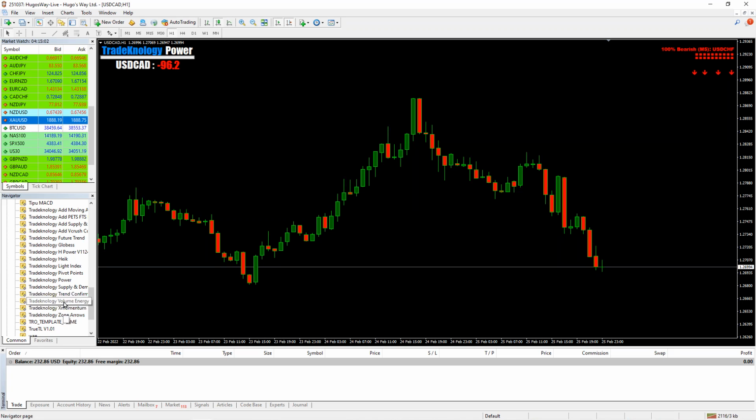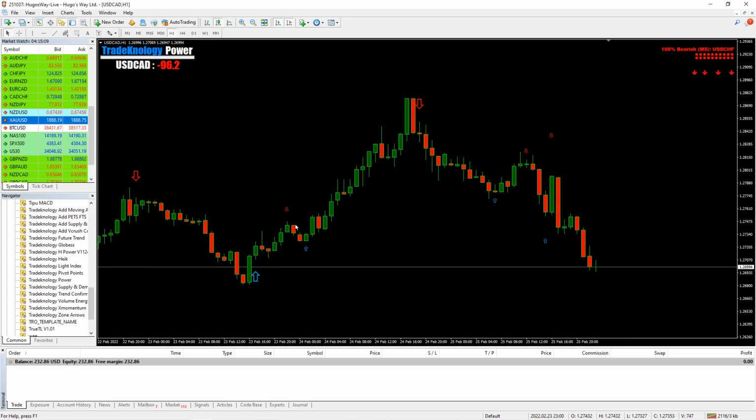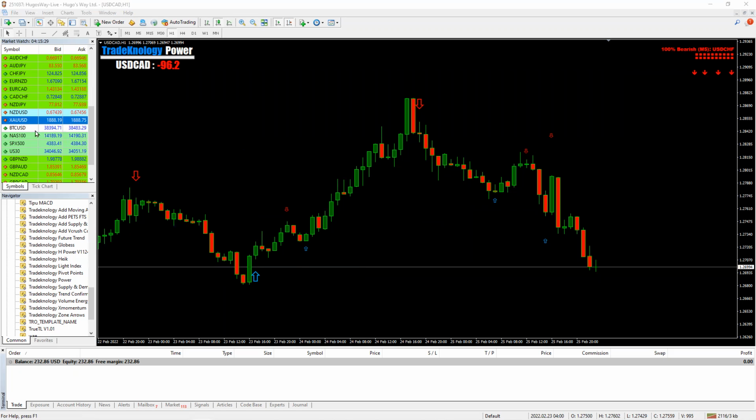Next over here is the volume energy. I love this one because it tells me which way the volume is going. Big red arrow is telling me that the sellers are dominating. Little red arrow says there's a little sell action. Big blue arrow tells me the buyers are dominating. Little blue arrow, a little less action. Very easy to read. And again, you use all these indicators that I'm showing right now in conjunction with other indicators to make a decision.